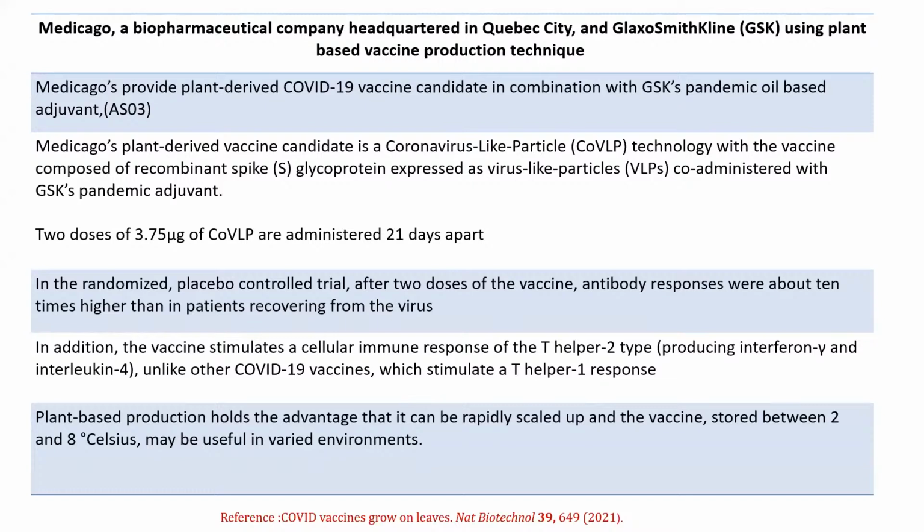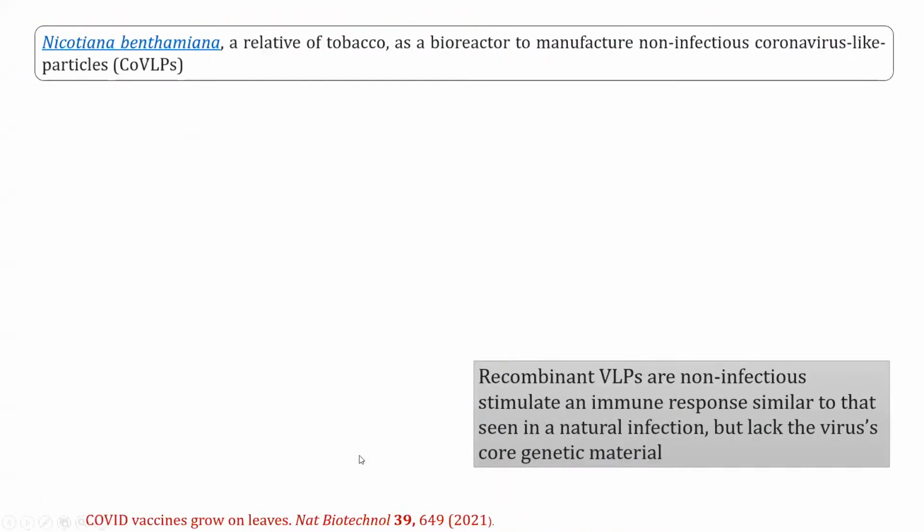And they can be stored between 2 to 8 degrees Celsius. So you can see that in the COVID vaccine, the major important point is the storage of the vaccine. So in the plant-based production, the advantage is that it can be stored between 2 to 8 degrees Celsius, and in a varied environment, it can be useful. So how have they gone about producing this virus?